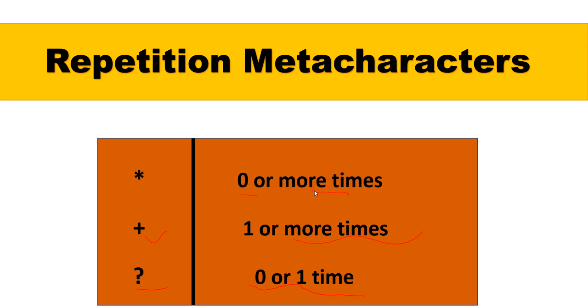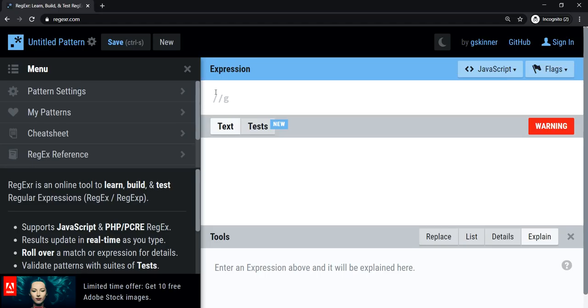So let's understand this with the help of examples so as to understand it clearly. First, we'll start with asterisk. So for this, I'll go to the Regex R tool. Now here, let's take oranges. And my keyboard has some problem due to which it left orange, then oranges, and oranges.